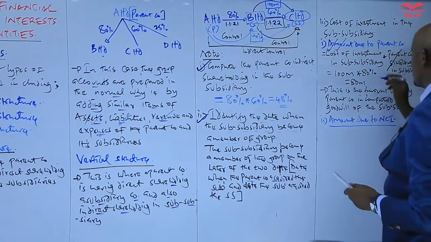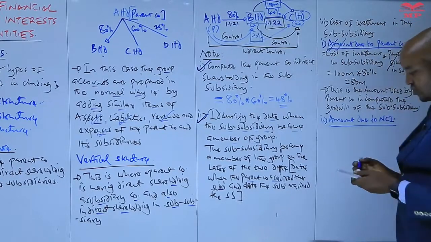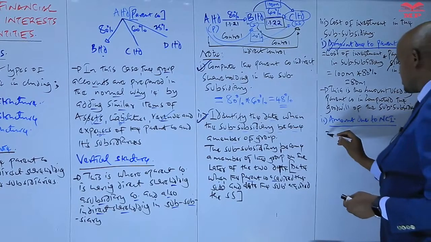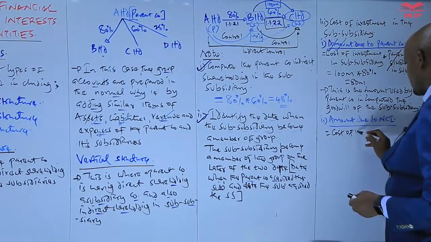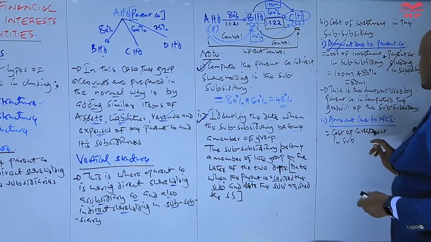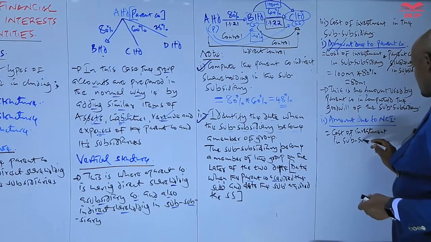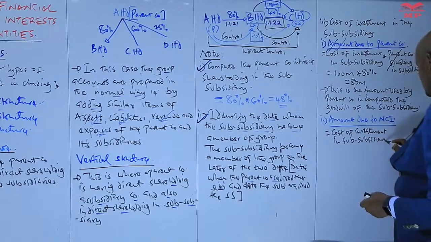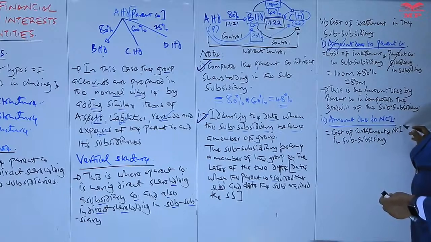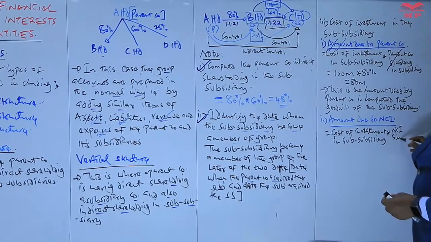Compute the amount due to NCI. So how do we compute this particular amount due to the NCI? So we take the cost of investment in the subsidiary, and then we multiply that with the NCI shareholding in the subsidiary.